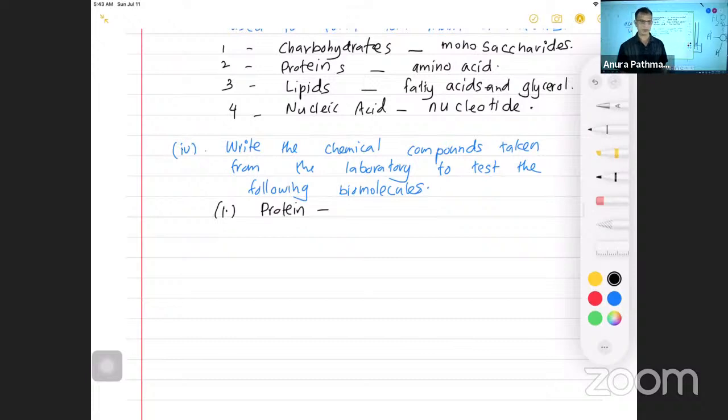What are the chemical compounds taken from the laboratory? Sodium hydroxide and copper sulfate. Number 2, carbohydrate. Sugar.